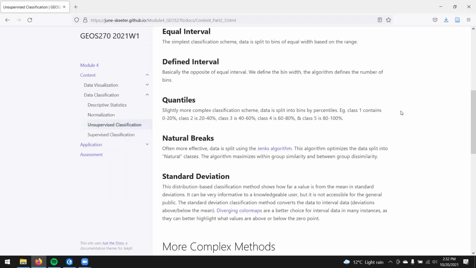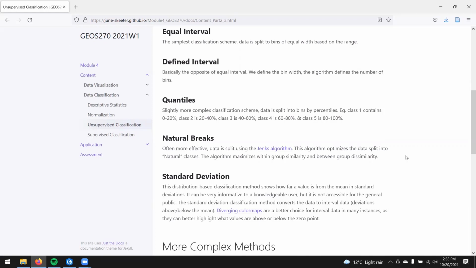And then we've got the standard deviation. So this is a distribution-based classification method, which basically shows how far values are from the mean in standard deviations. So this method can be really useful for a trained user to figure out some patterns and trends in their data set, but it is not accessible to the broader public. Most people, if you were to randomly survey folks on the street, aren't going to have a good idea of what the standard deviation means.